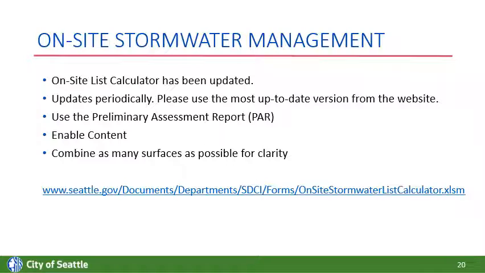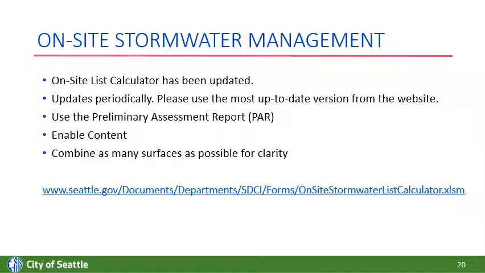If it's for a master use permit, as we were discussing earlier, if we're going to require a preliminary drainage review, use that preliminary assessment report to fill out your on-site stormwater management workbook. For all of your approved points of discharge, flow control, water quality, type of project, all of that information will be available in your preliminary assessment report to copy over to your on-site stormwater management workbook.